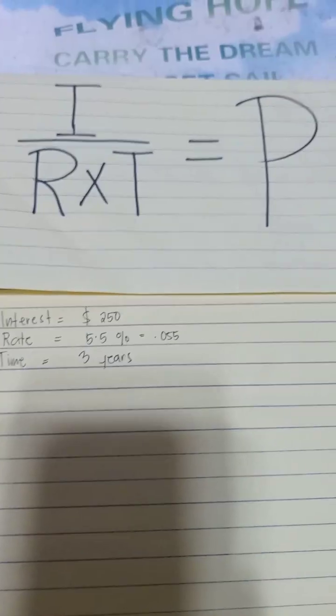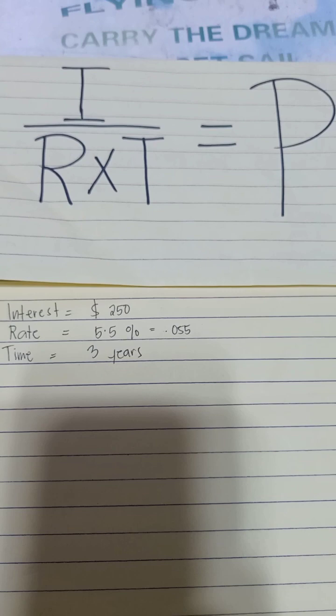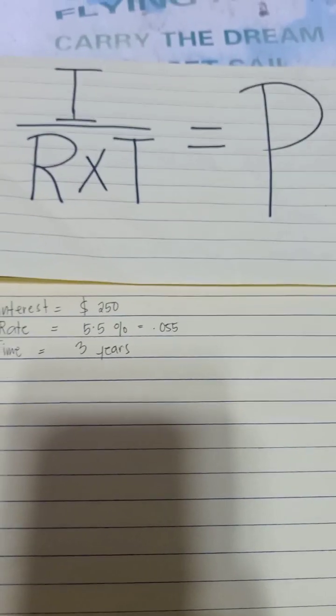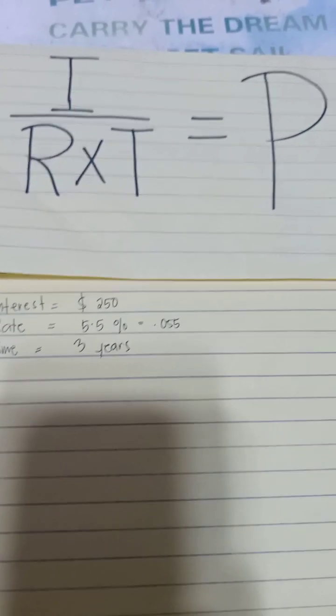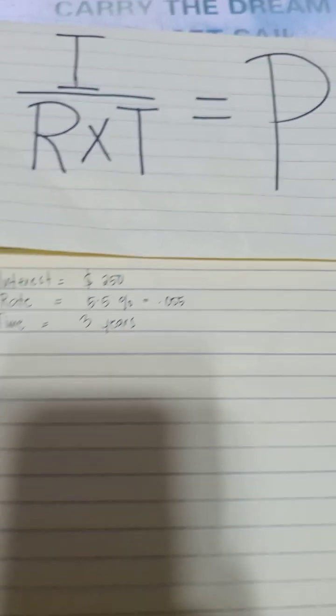Next, I'm going to show you how to get the principal if someone paid $250 in interest for a loan they had. The rate of simple interest was 5.5% and the loan was for 3 years. So the question is, what was the principal they borrowed? I'm going to show you how to get the principal using this formula, which is interest divided by rate times time.